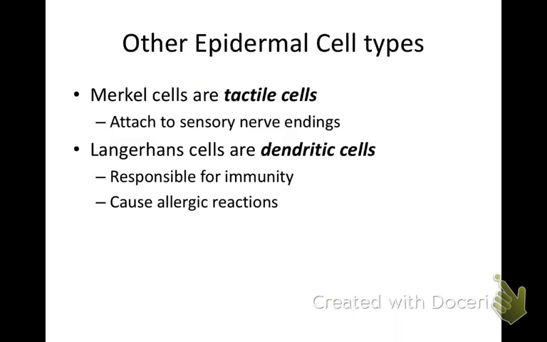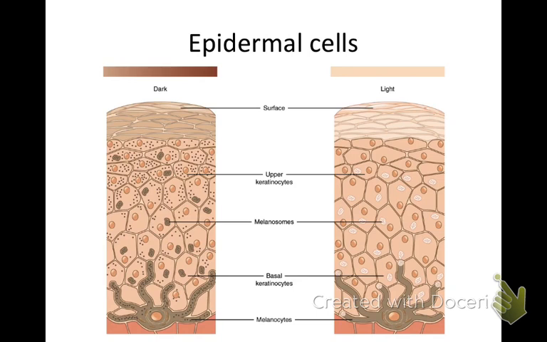Okay, there are two other cell types found in the epidermis. The Merkel cells are more commonly called tactile cells. We'll see a picture of that in just a sec. The Langerhans cells, I don't have a picture of. These are called dendritic cells, and they're responsible for your immune reactions to anything that gets into the living part of the epidermis. They're not going to react to anything in the dead layers.